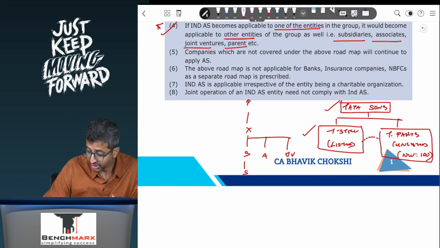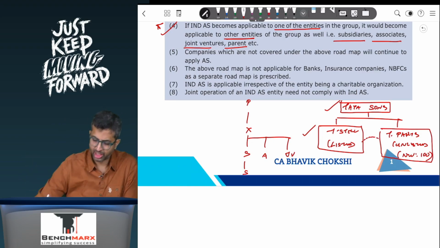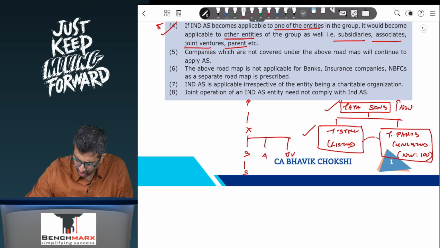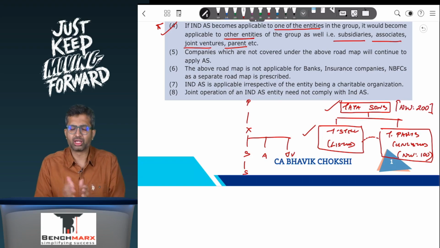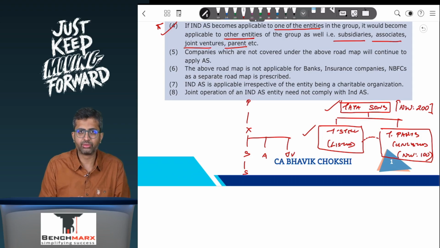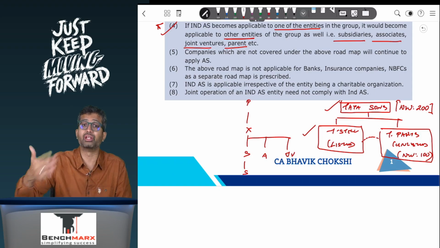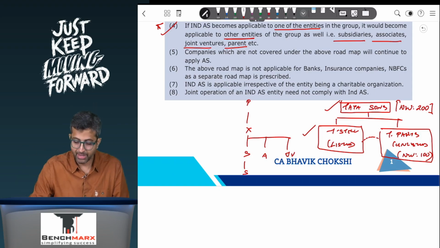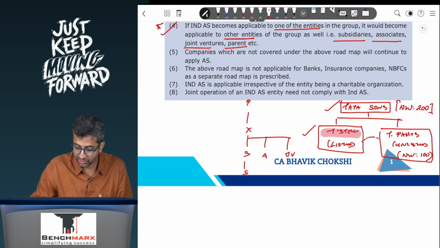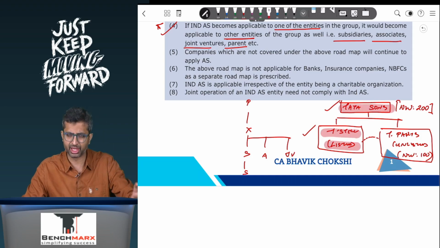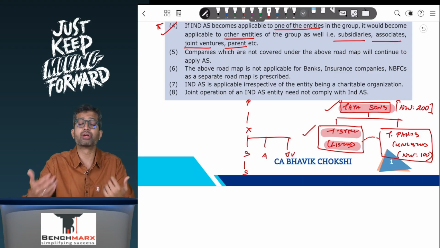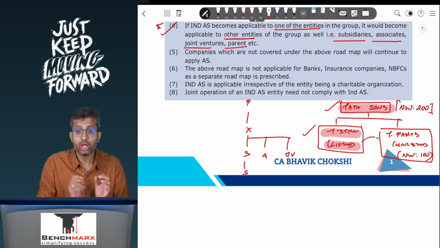One can say that Tata Parts' parent is Tata Sons. Well, let's say the net worth of Tata Sons was only 200 crores. So Tata Sons would not apply Ind AS directly because of its own net worth. However, its Ind AS applicability is derived because my subsidiary is following Ind AS. I will also have to follow Ind AS. So Tata Sons as a parent will follow Ind AS. However, it will be a derived application.